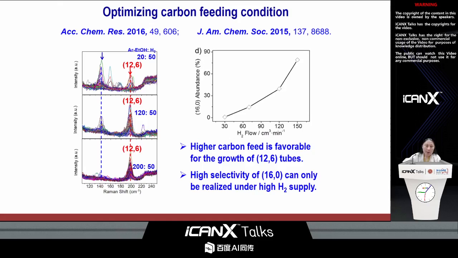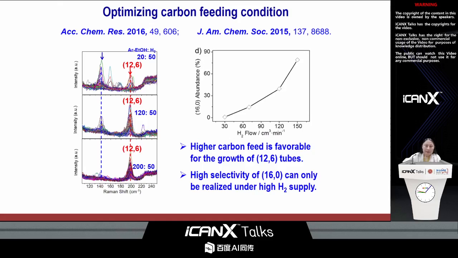So we need to use much lower carbon feeding condition to suppress the formation of all other kinds of nanotubes to realize the dominant growth of 16-0 tubes. Okay.